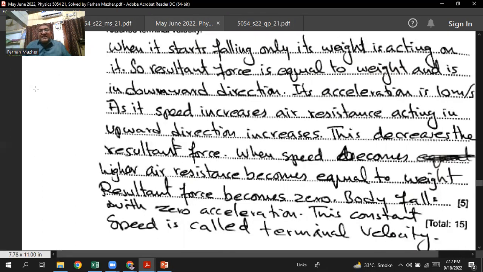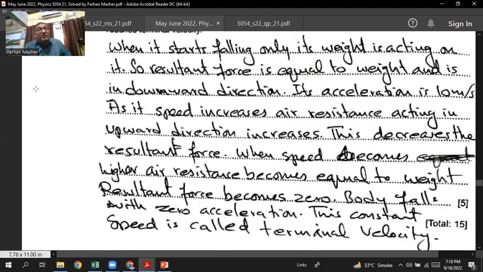Its acceleration is 10 meter per second square. As its speed increases, its falling speed increases, air resistance acting in upward direction increases. This decreases the resultant force. When speed becomes higher, air resistance becomes equal to weight. Resultant force becomes zero. Body falls with zero acceleration. This constant speed is called terminal velocity.